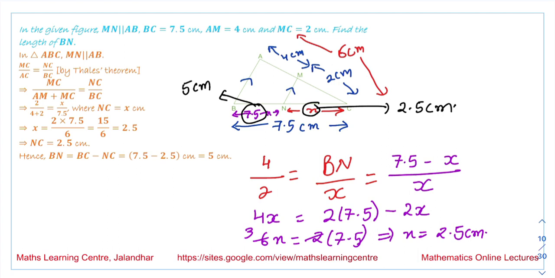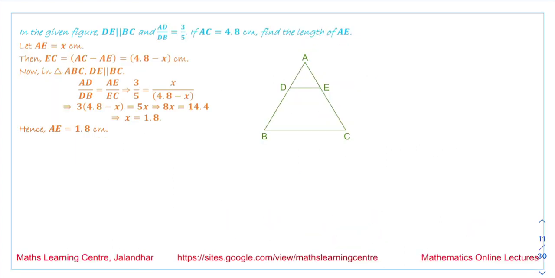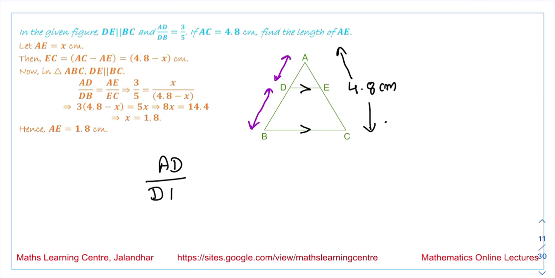Next is, in the given figure, DE is parallel to BC, and it is given that AD is to BD is 3 by 5. If AC, this length, is 4.8 centimeter, we are given AD over DB that is equal to 3 is to 5, and AC is 4.8 centimeter. We have to find the length of AE.